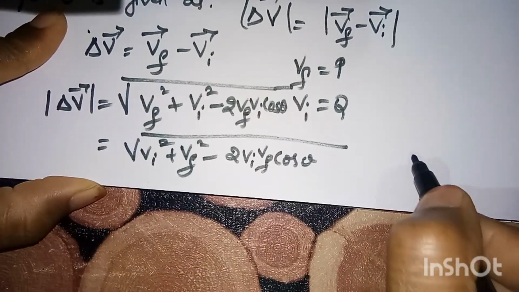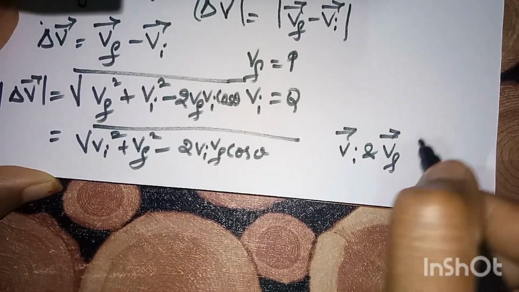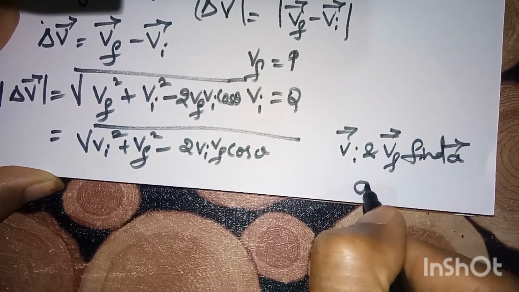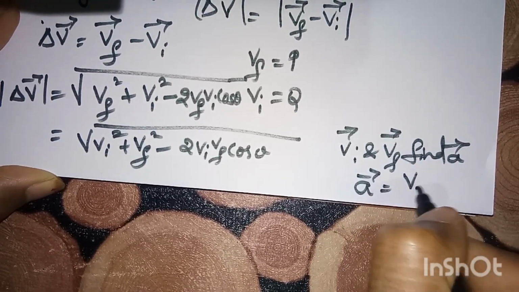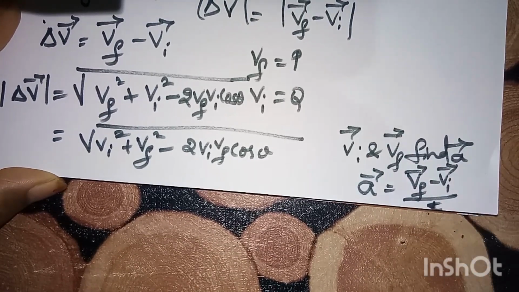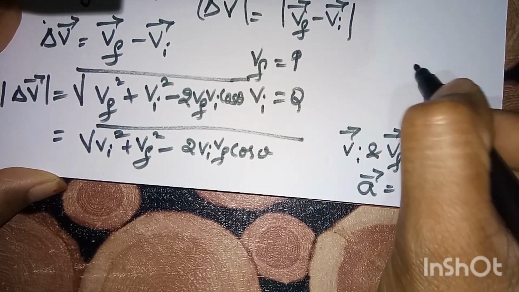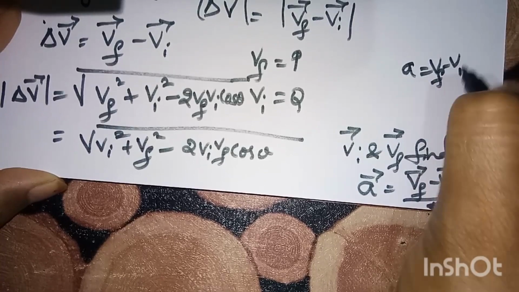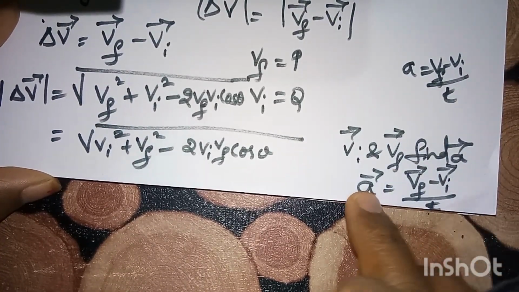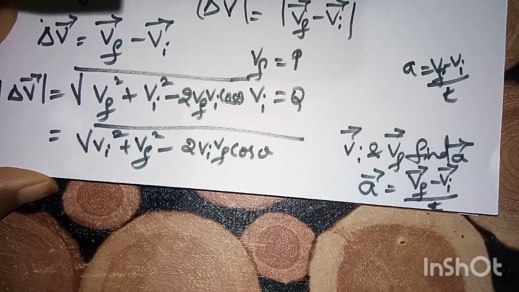First, suppose they have given Vi bar and Vf bar and ask you to find the acceleration. Acceleration can be written as Vf bar minus Vi bar by t. You know that acceleration means rate of change of velocity. So acceleration is Vf minus Vi by t, that is change in velocity by change in time. In vector form, a bar equals Vf bar minus Vi bar by t.